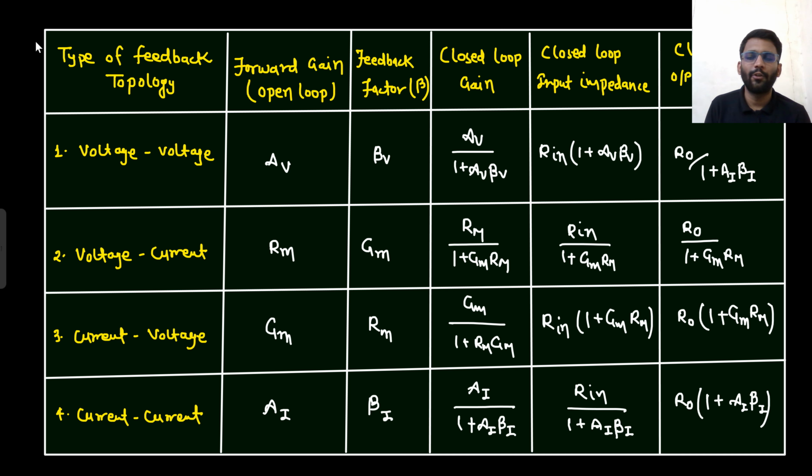So from the GATE point of view, this table is very, very important. They can ask you, in case of voltage-current feedback topology, what will be your output impedance? So you will be able to think voltage, current, output impedance. Output is voltage, that means you need R0 to be very low. So R0 upon 1 plus GmR. This is how you will be able to think about it.